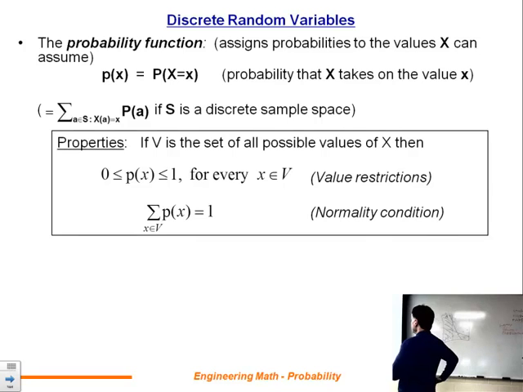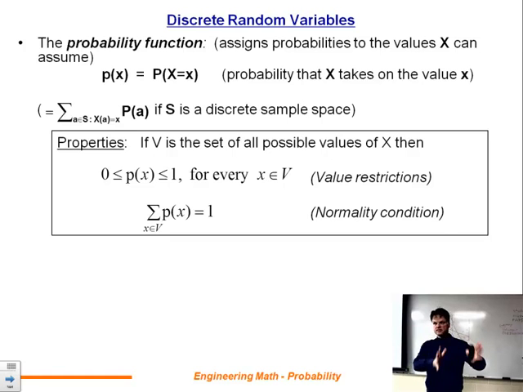So we have some properties here. Suppose B is the set of all possible values of x. Then, well, these are probabilities, so they've got to be between 0 and 1 for every value x in B. These are the value restrictions. And the normality condition is that if you add up all the possible values the random variable can take on, if you add up all their probabilities, it has to equal 1. Because every outcome in the sample space is going to give you one of these possible values, and it's never going to give you 2. So we're adding up disjoint events whose union is the entire sample space.